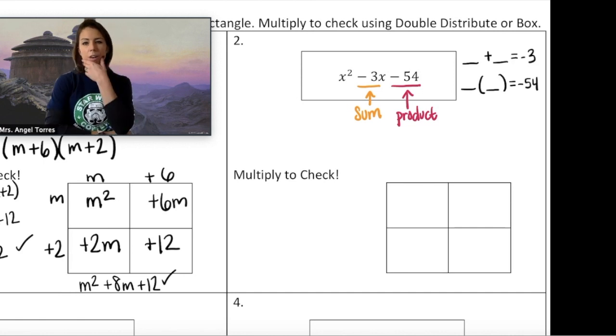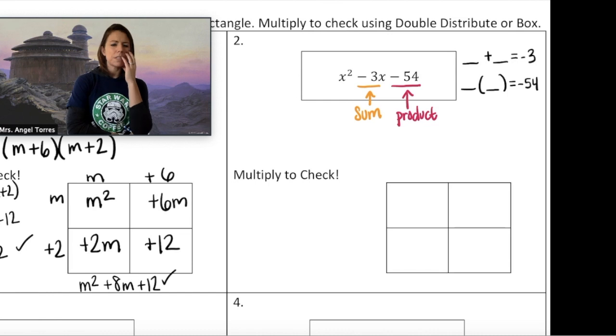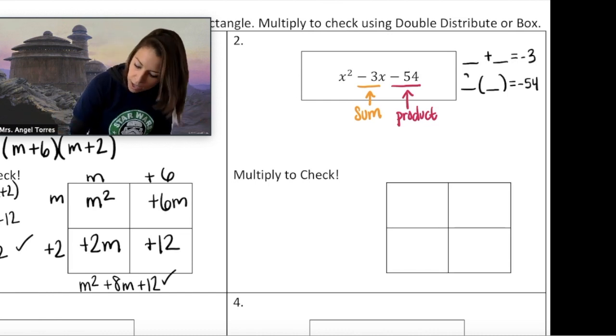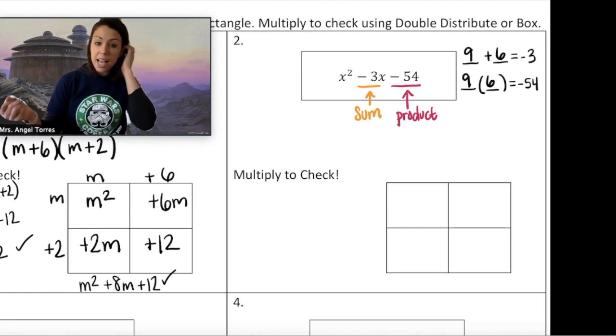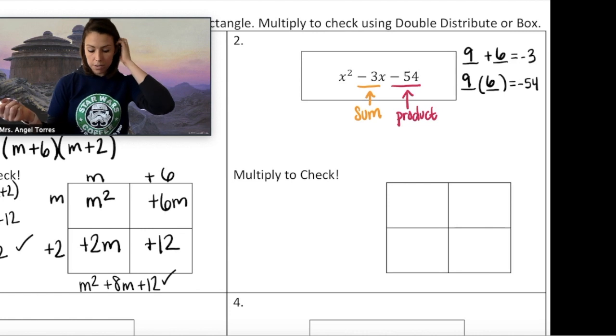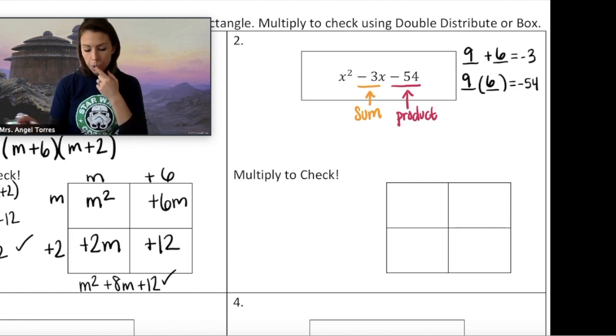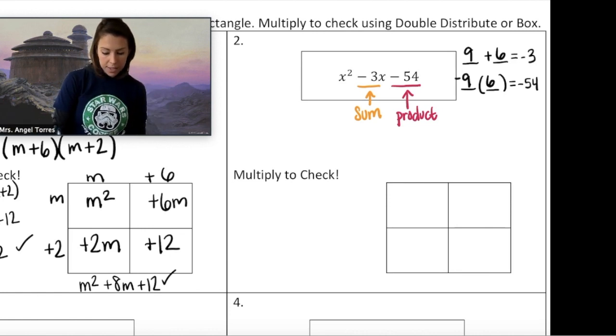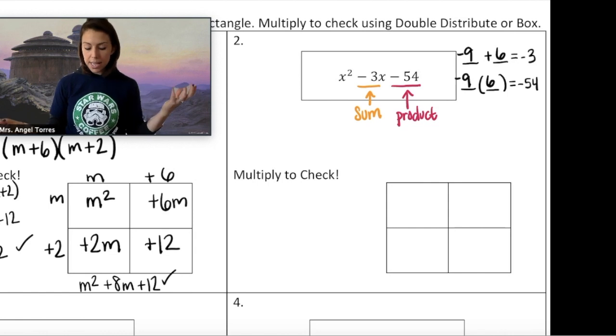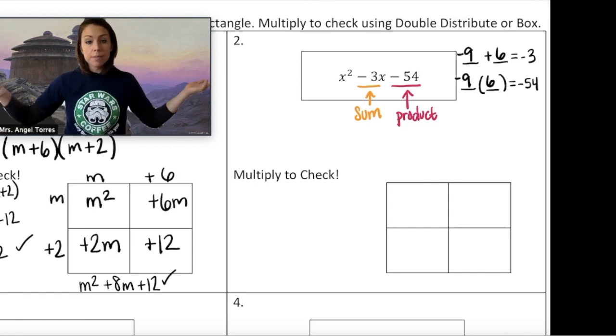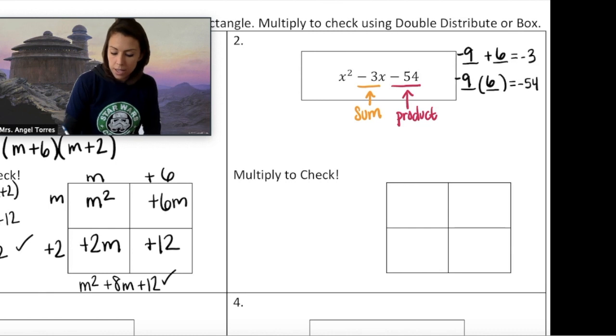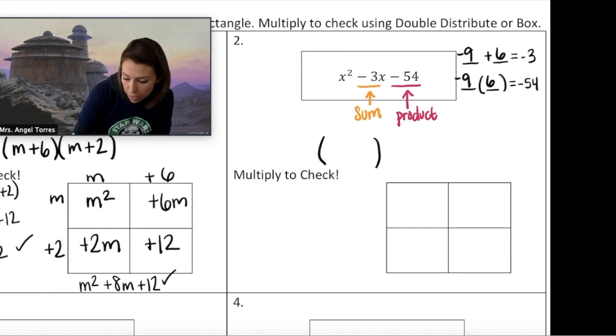This is kind of a tough one. I don't feel like a lot goes into negative 54. What goes into 54? Oh yeah, 9 and 6. So I know 9 times 6 is 54, but one of them has to be negative in order to get negative 54. Which one? Let's try making 9 negative and see if that works. Negative 9 times 6 is negative 54, and negative 9 plus 6, that's negative 3. Awesome. So let's set up our product of two binomials.